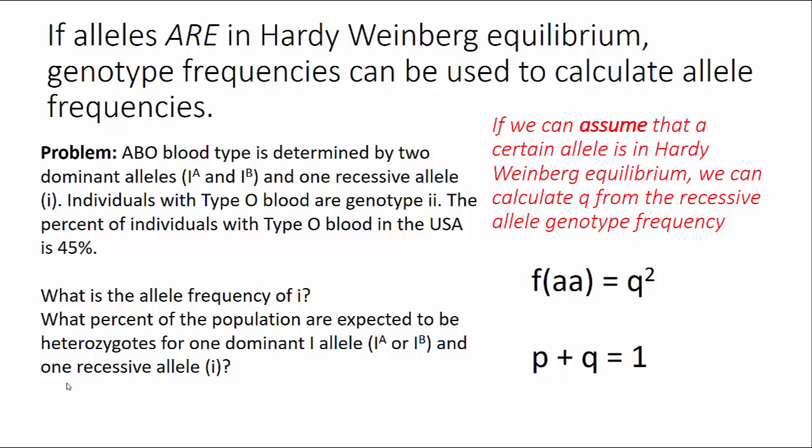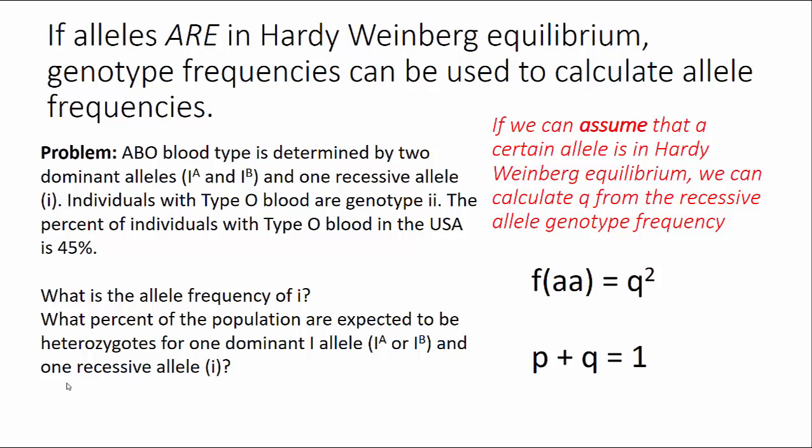For the next example, we'll look at a situation where alleles can be assumed to be in Hardy-Weinberg equilibrium. So this example involves the ABO blood type. Blood type is determined by two codominant alleles, which are big I^A and big I^B, and one recessive allele. The recessive allele is little i. So an individual with type O blood must be genotype little i little i, and in the United States, the percent of individuals with type O blood is 45%.